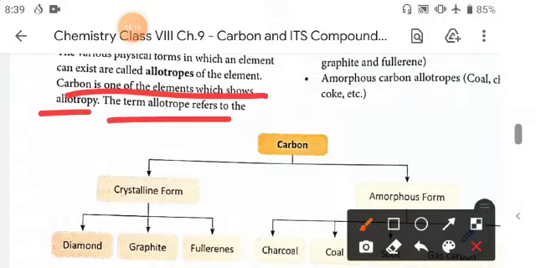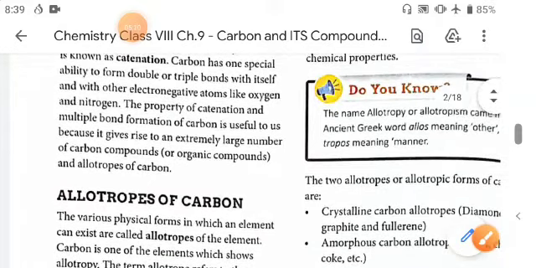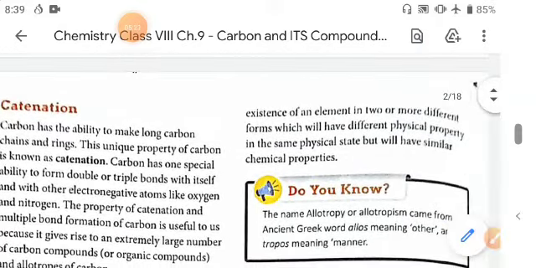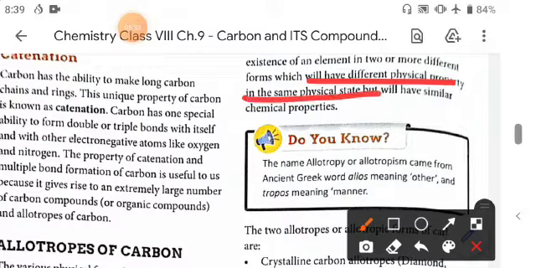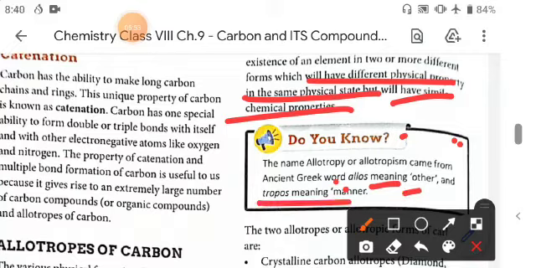The term allotropes refers to the existence of an element in two or more different forms which have different physical properties in the same physical state but similar chemical properties. Now, do you know the name allotropy or allotropism comes from the ancient Greek words allos, meaning other, and tropos, meaning manner.